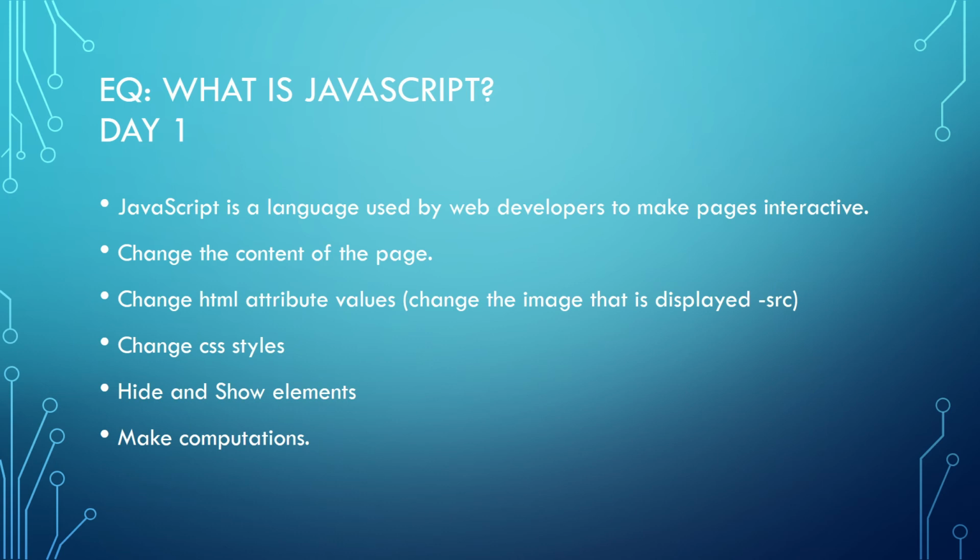So JavaScript is a language used by web developers to make pages interactive. We can use JavaScript to change the content that's on the page. We can use it to change the HTML attribute values. For example, we can change the picture that is displayed. So if there's an image, you want to change it out for a different image, we can change the SRC. You can change the CSS styles. You can change the colors, the fonts, the background colors, the border, all of those things from CSS. You can use it to hide or show elements. So you could have it hidden for one type of thing that's happening and then show it for something else. You can also use JavaScript to make computations.